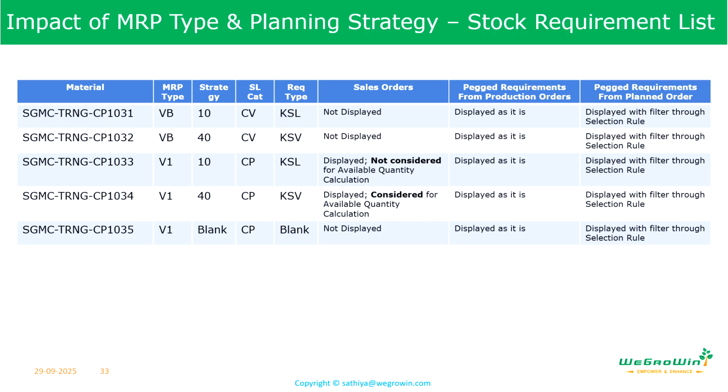What will be the difference? The difference in the process will be that VB will not consider any of the production order requirements for planning, but V1 with the strategy blank will consider production order requirement. We'll see that in the further functions. But here I just want to clarify that the behavior of display is similar to VB only. So that is the purpose for which I selected this scenario for our discussion.